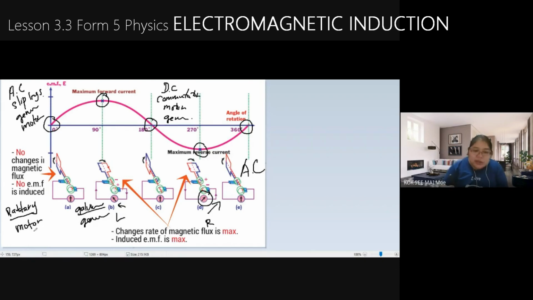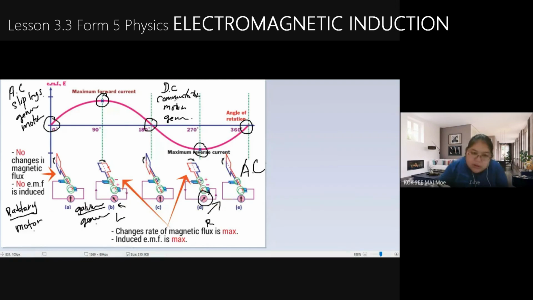If you're using DC, then you must use a commutator. If you want to use an AC motor, you must choose slip rings. For the generator, you just put a galvanometer. If you want to produce AC, then you use slip rings. If you want to produce DC, then you use a commutator.